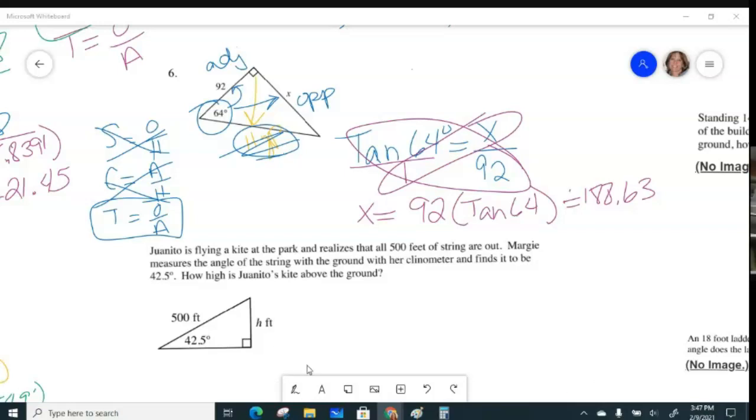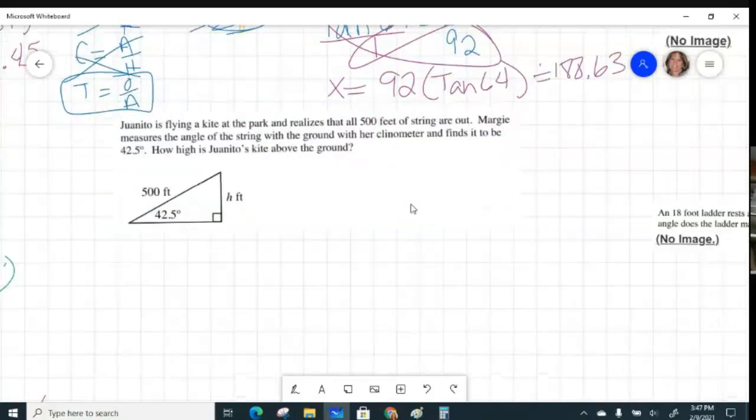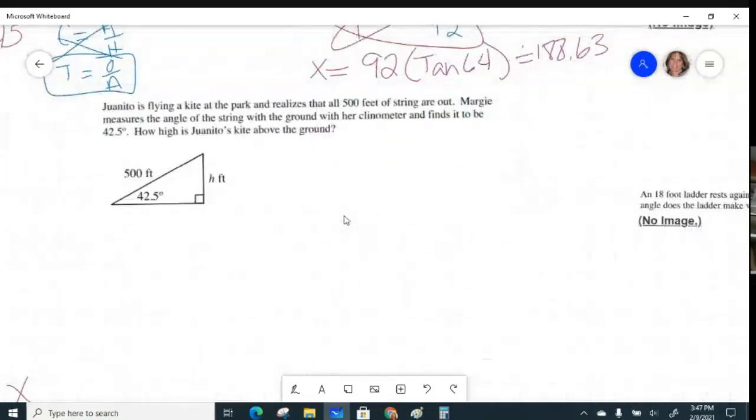All right. So let's go ahead and start looking at some of these word problems, because the word problems are really where we're going to get tied up when we get to the test.